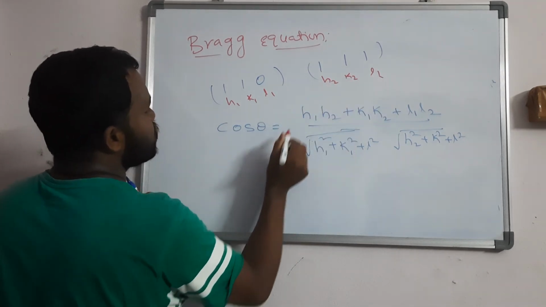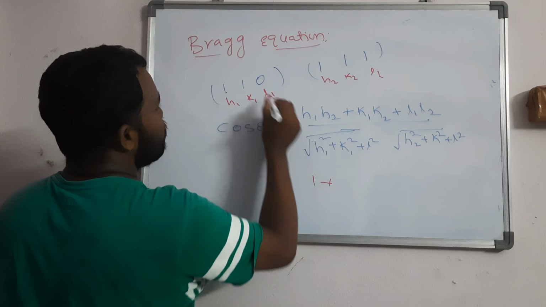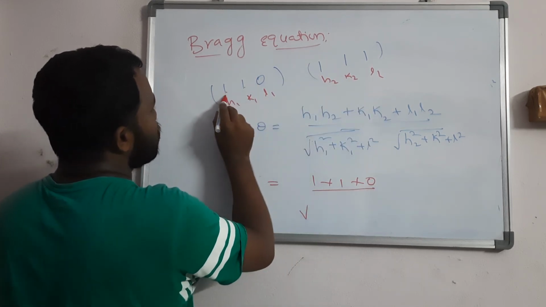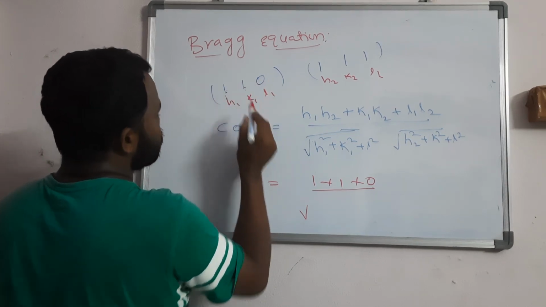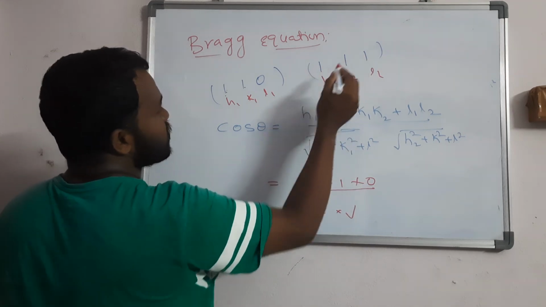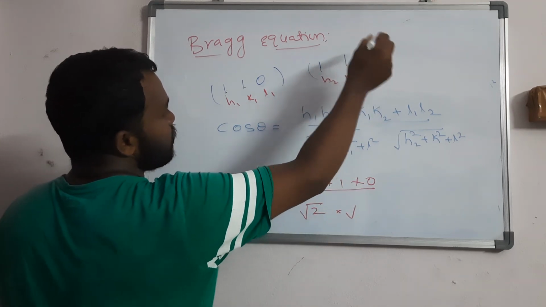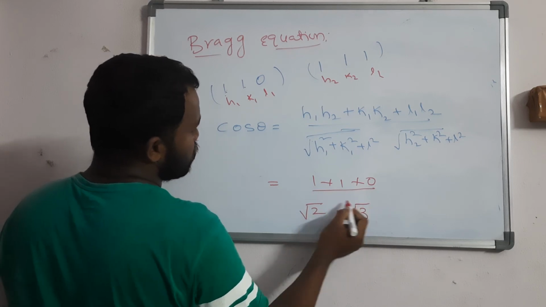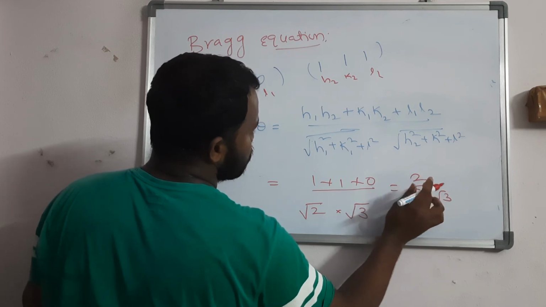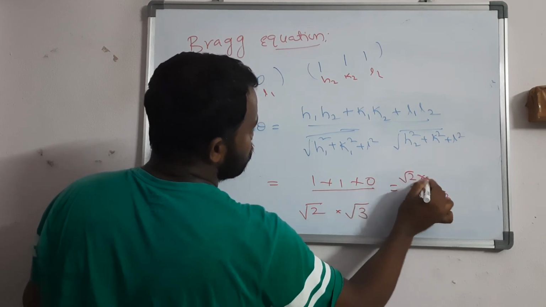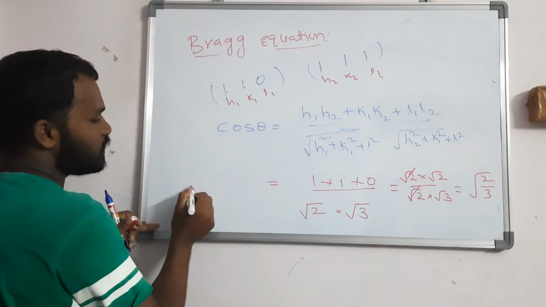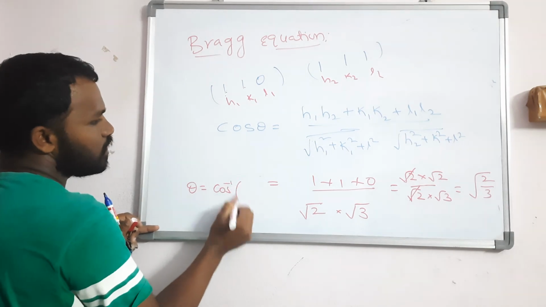Just substitute: h1 into h2, 1 into 1, 1, plus k1 into k2, 1 into 1, plus 0 into 1, 0. In the denominator, 1 square plus 1 square is 2, so you will get root 2. Here h2 square plus k2 square plus l2 square is 1 square plus 1 square plus 1 square, which is 3, so you will get root 3. So 2 by root 2 into root 3. 2 you can write as root 2 into root 2, so one root 2 cancels, and you will get under root 2 by 3. So cos theta is equal to root 2 by 3 and theta is equal to cos inverse root 2 by 3.